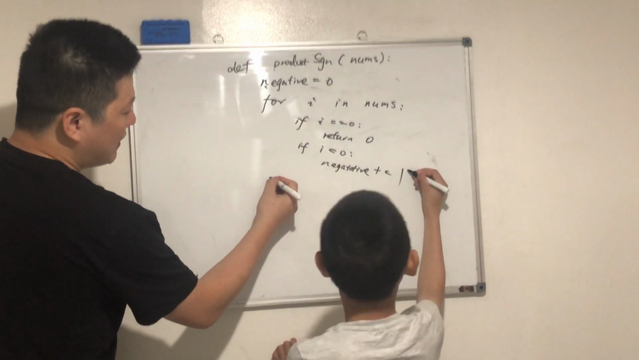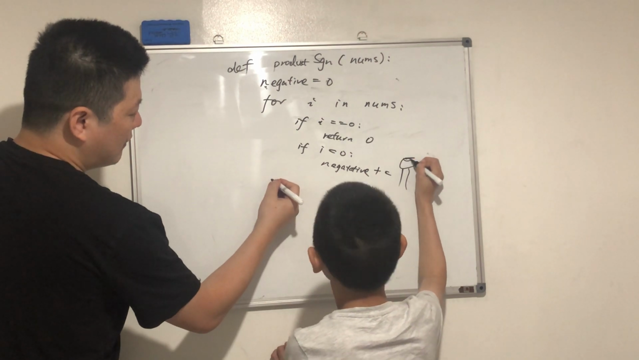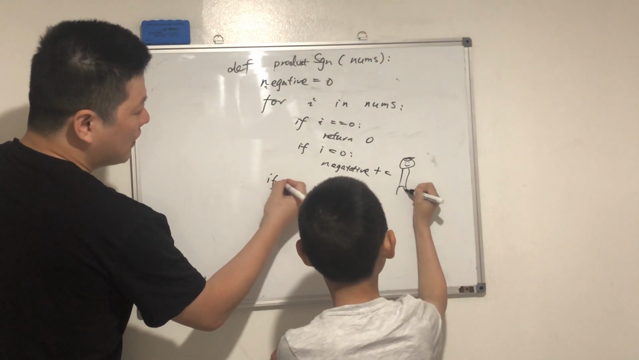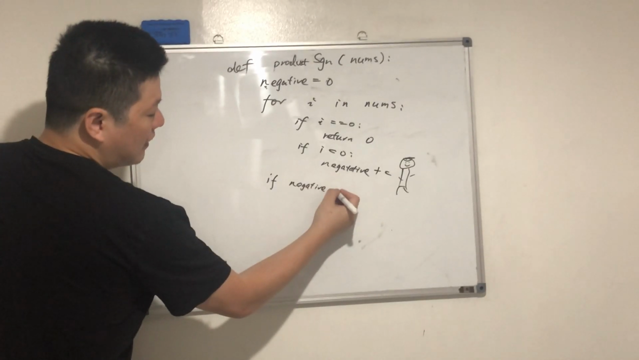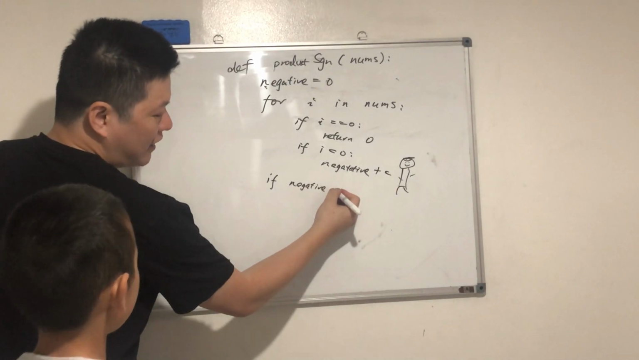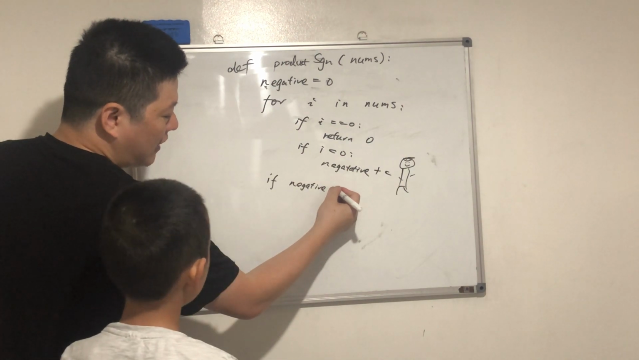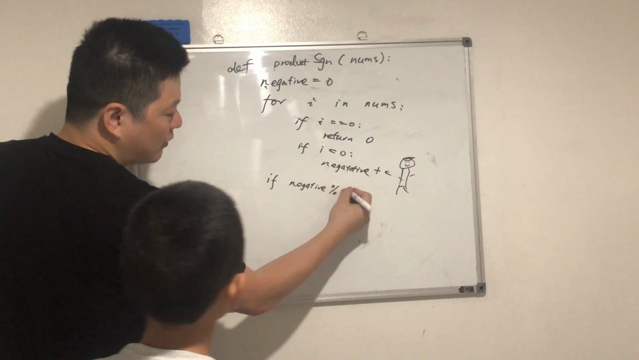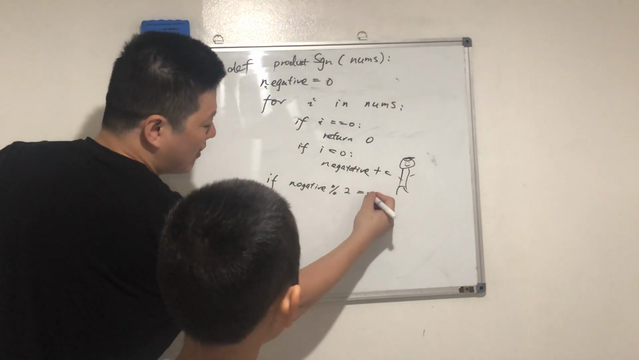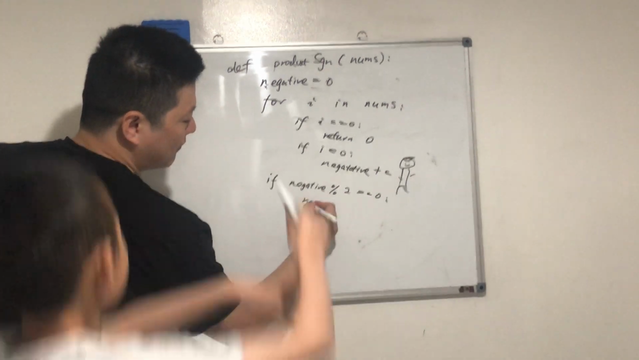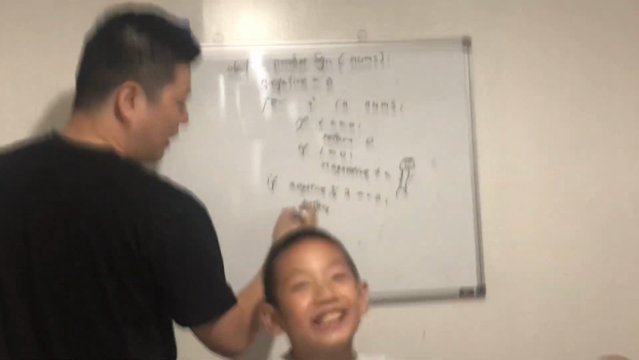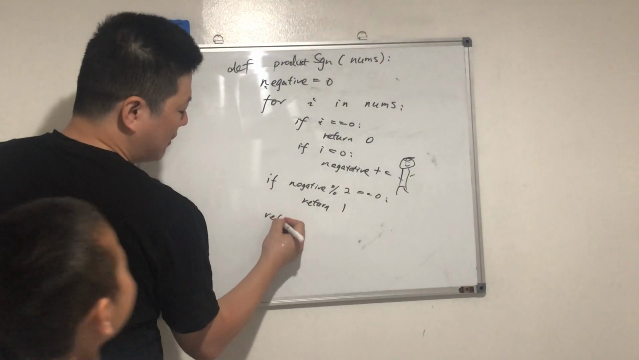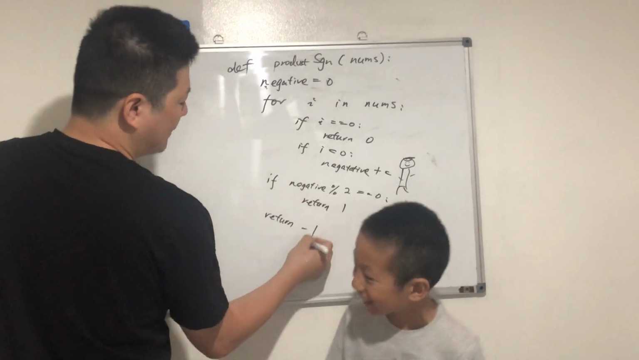And then look, return. If negative, how do I check if it's even or not? Modulo 2. Negative modulo 2 equal 0, we should return what? It's even, return 1. And else return minus 1. Yeah, that's it.